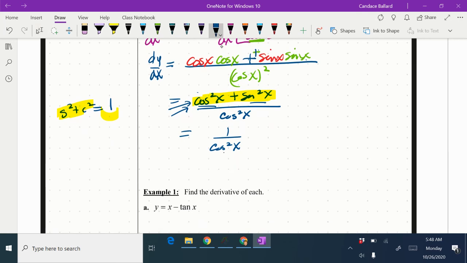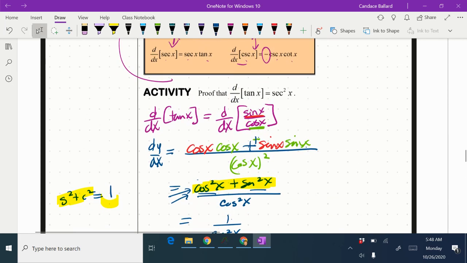Now, we typically in trig and in calculus will not leave it as 1 over something. So we're going to use our reciprocal identity to simplify that. And we know 1 over cosine squared would be the same as secant squared x. So there we go. We did prove that the derivative of tangent is in fact secant squared.